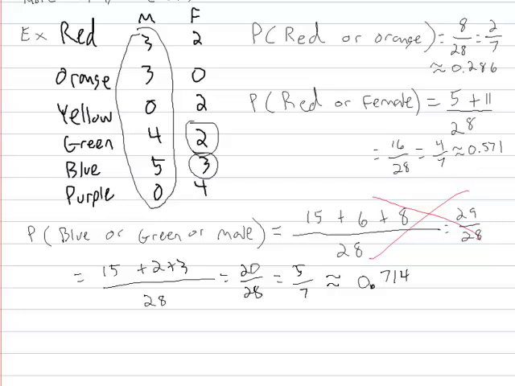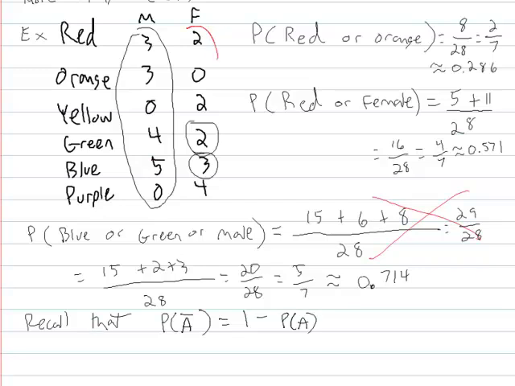Now, one way we could check this is to think back to something we pointed out in section 4.2. Recall that the probability of A bar, or the complement of A, is equal to 1 minus the probability of A. We'll investigate this more in a few minutes at the end of this section, but for now we can use it to check our work, because the complement of blue or green or male would be the females who didn't prefer blue or green.